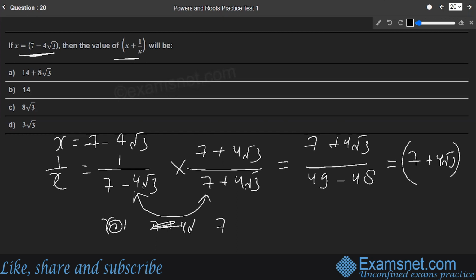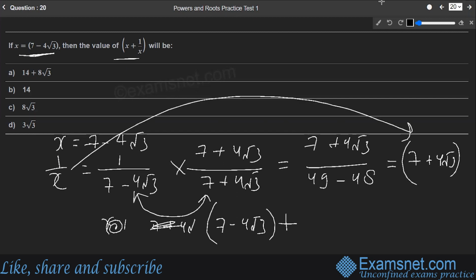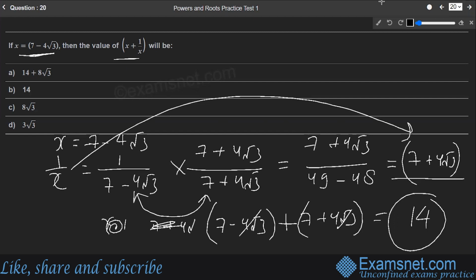So x is nothing but 7 minus 4 root 3 plus 1 over x. The value we have achieved of 1 over x is just 7 plus 4 root 3. So we'll have to add it to 7 plus 4 root 3. If you add them together, these two get cancelled. So ultimately that answer comes out to be 7 plus 7 is 14. Available in option number B becomes the right answer.